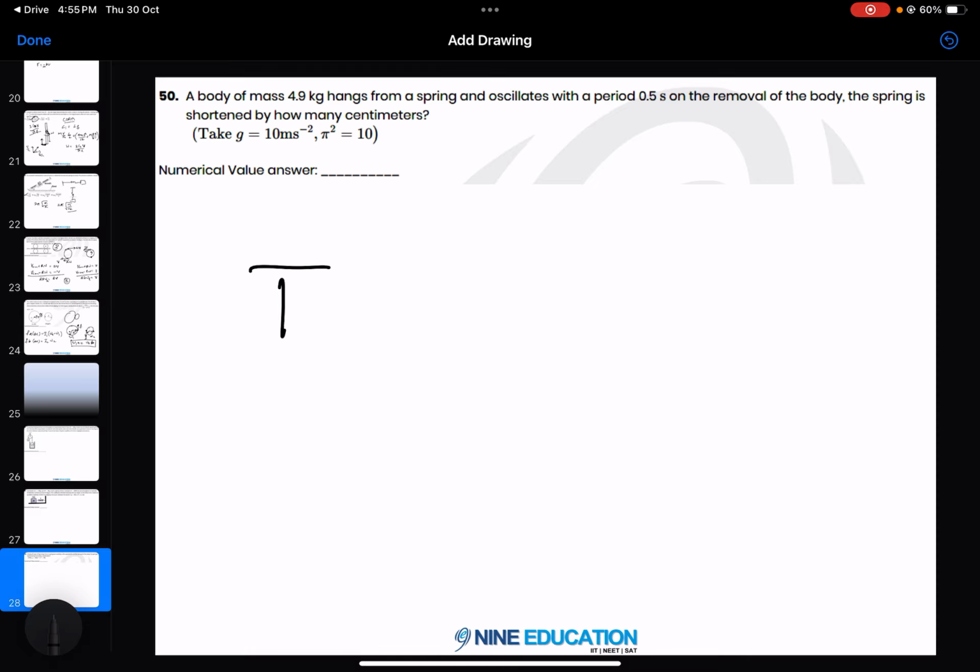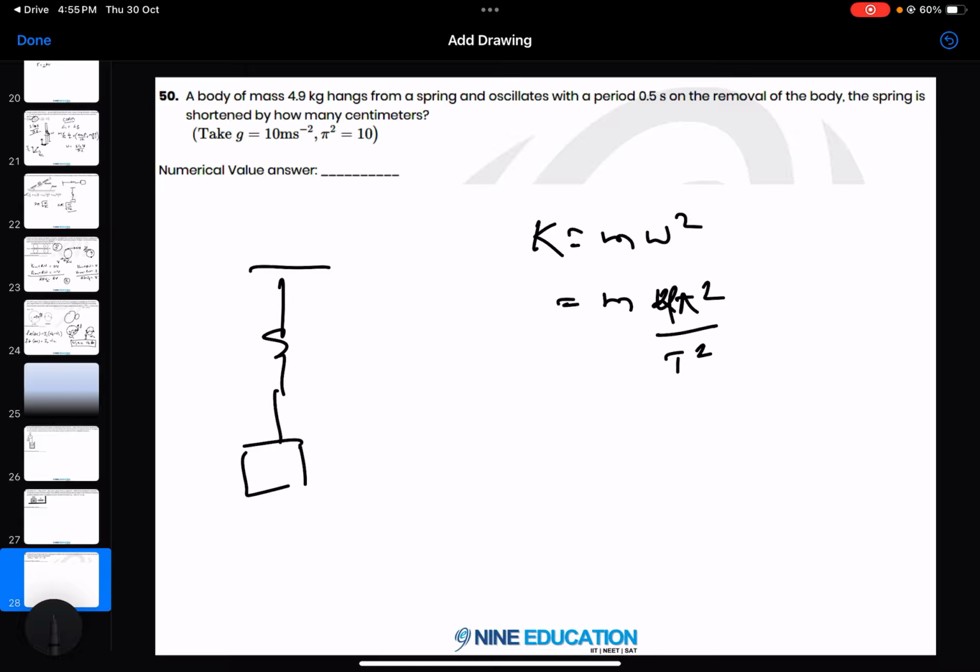Right, now see, the point of the question is that the time period is given so that we get the value of k. So k is m omega square, omega is 2 pi by T, so 4 pi square by T square. Now substituting m as 4.9, this is 4, g value they said 10, 1 by 2 whole square will be into 4, by 1 by 4, 4 is going to go up.